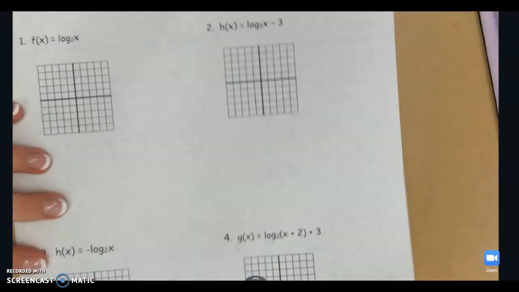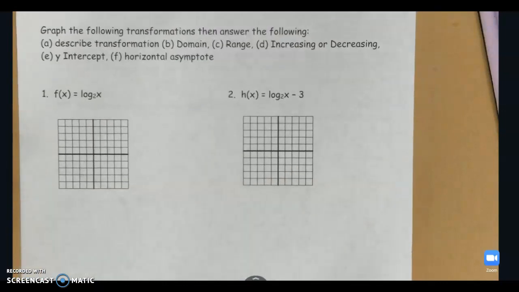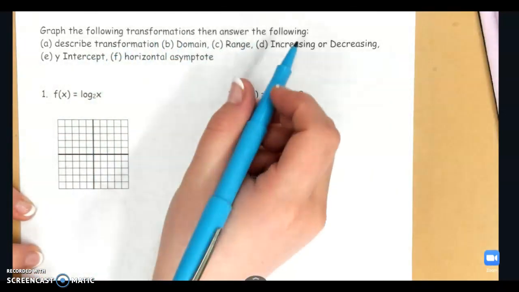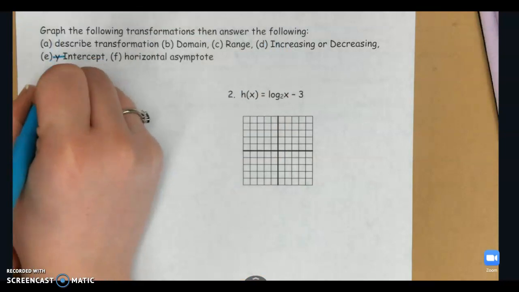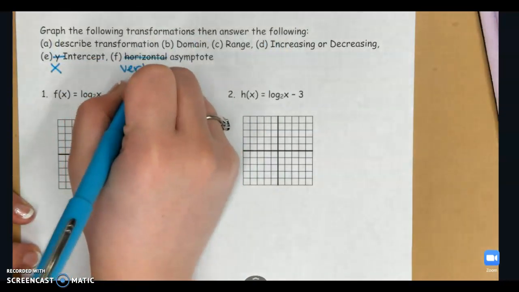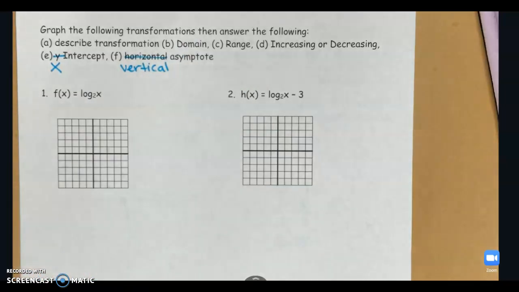Alrighty. On to the back side, we are going to do something similar to what we did with our exponential notes. We are going to look at our parent function, analyze the characteristics, and then compare how that changes with our different transformations. So we're going to look at domain, range, increasing, decreasing. We're going to have x-intercepts, not y-intercepts, and we are going to have vertical asymptotes, not horizontal asymptotes.